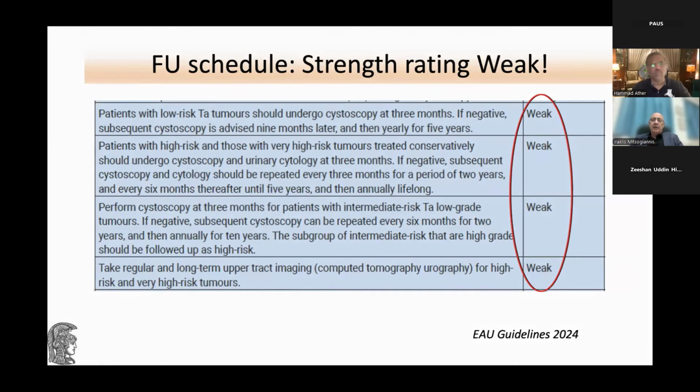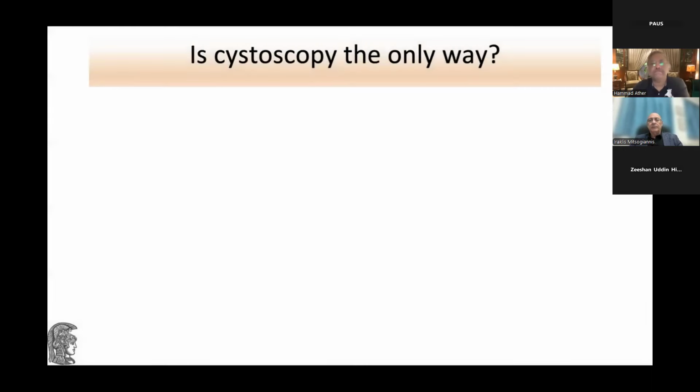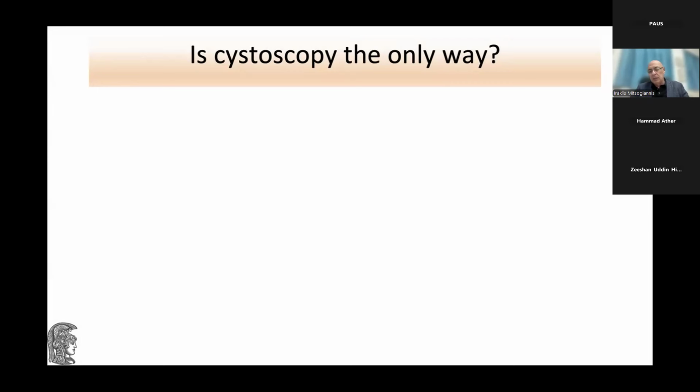So the strength rating is weak. A question that really has been discussed throughout all these years is whether cystoscopy is the only way to go during the follow-up period, and whether this diagnostic modality can be replaced by another one, less invasive, let's say.